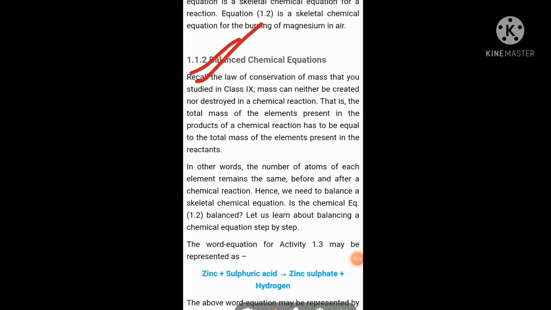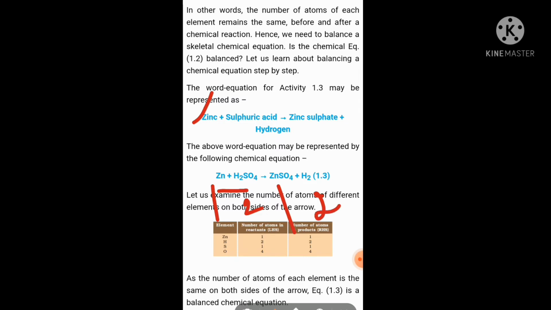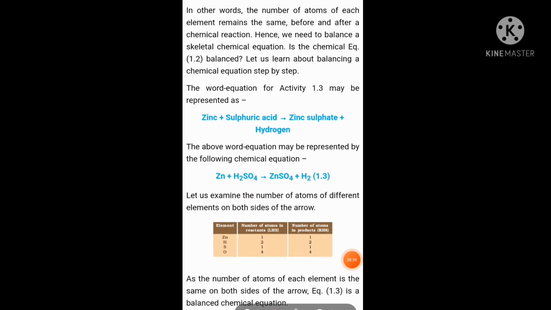Balanced chemical equation. See this example: zinc plus sulfuric acid forms zinc sulfate plus hydrogen gas. Now see here, the number of atoms of zinc on the left hand side is 1, right hand side is 1. Hydrogen is 2, this side 2. Sulfur is 1, right hand side is also 1. Oxygen is 4 and right hand side is also 4. Okay, now see, is it balanced or not? Just check here. So it is already a balanced chemical equation. No need to balance it.